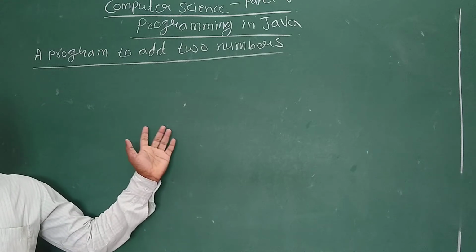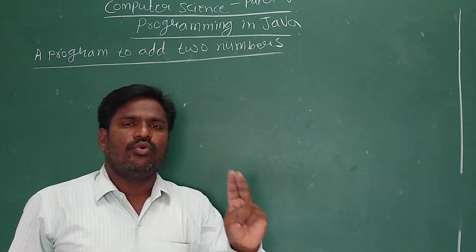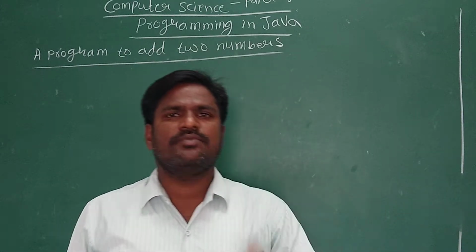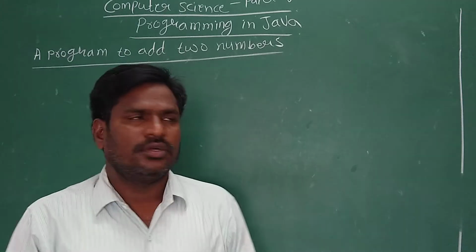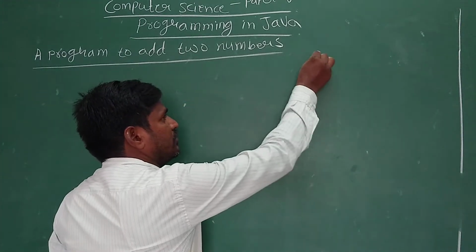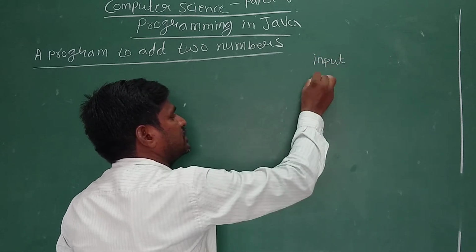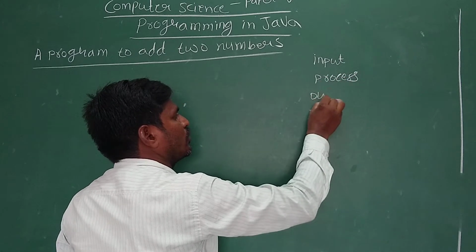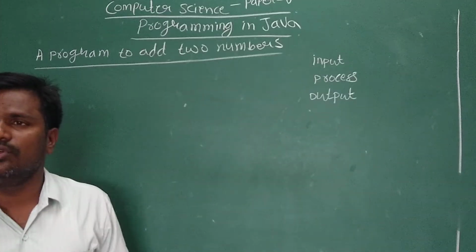When you are going to write a program, first of all, you have to know what variables we require, what are the data types of the variables, and what operations to consider. You have to know first what is the input, what is the process, what is the output. Before going to write any program, we have to concentrate on these three things.